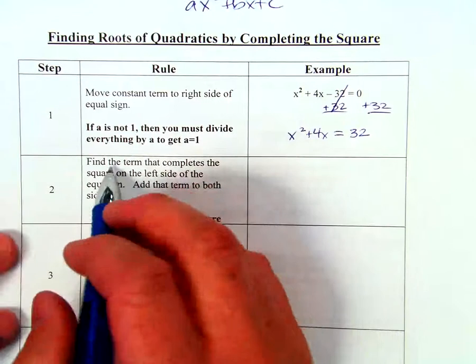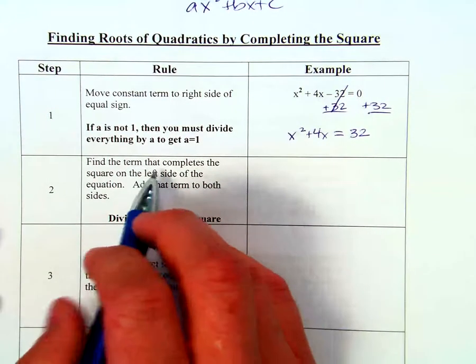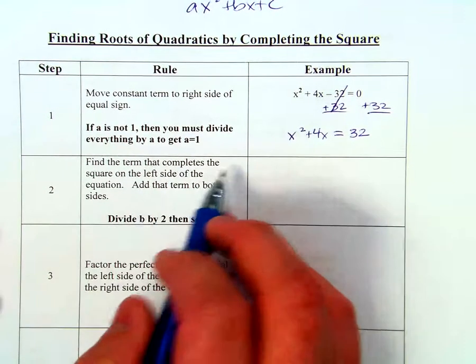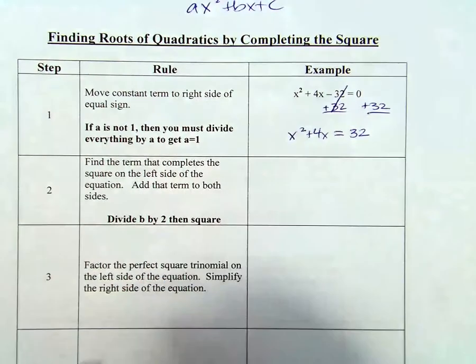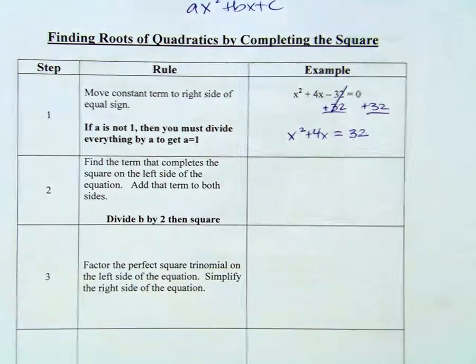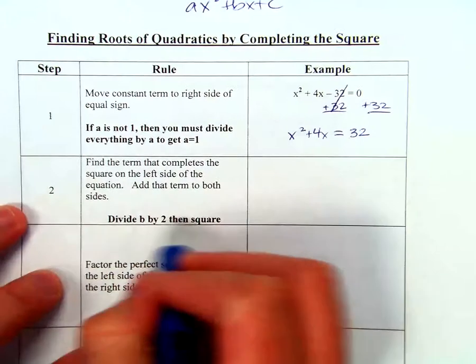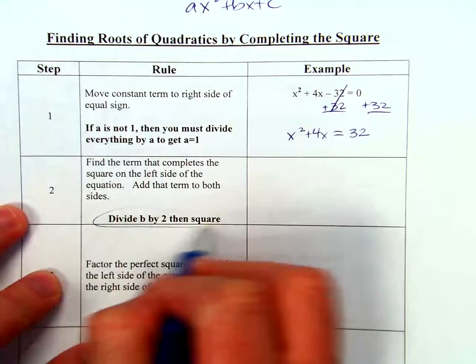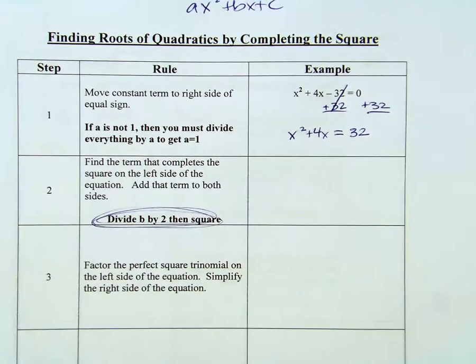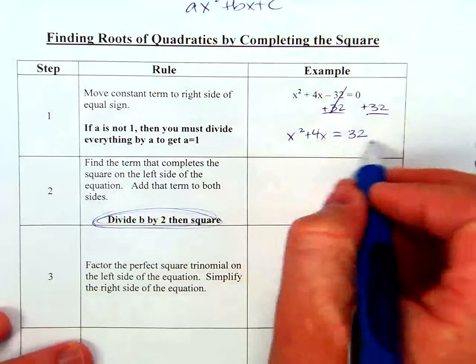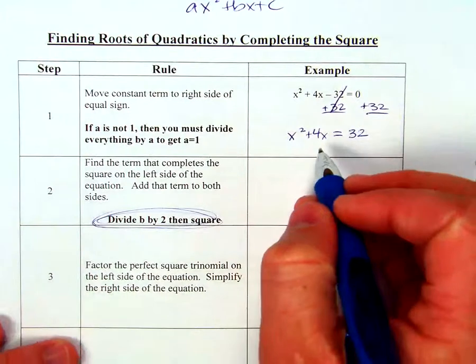Second step, here's where things get a little bit weird the way that it's written. It says, find the term that completes the square on the left side of the equation. And you're going to add that term to both sides. Now, that doesn't make a lot of sense, but this part here, divide b by 2, then square, that's what you're actually going to do. So what I want for you to do is look at the equation that we just set up. Which number is b?